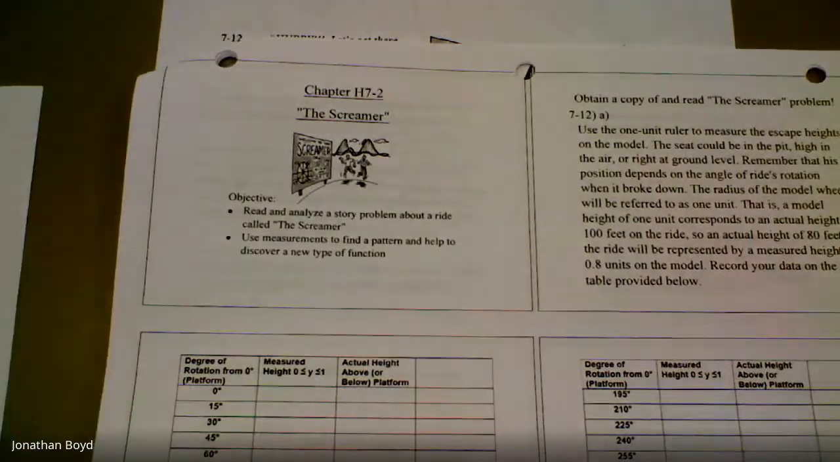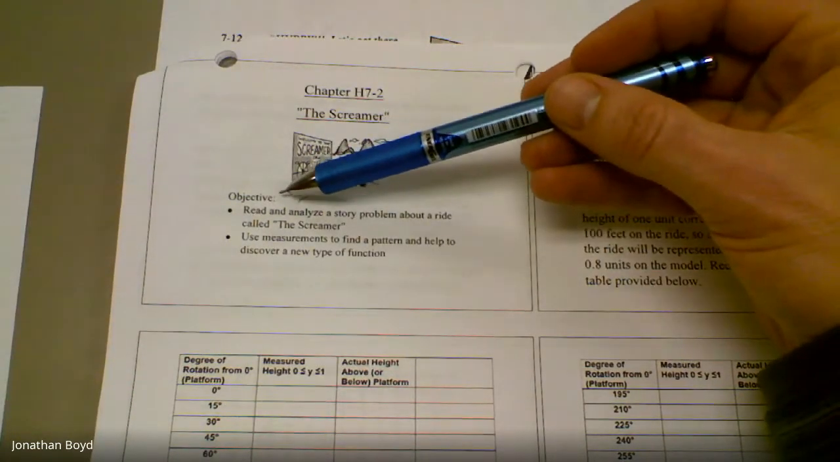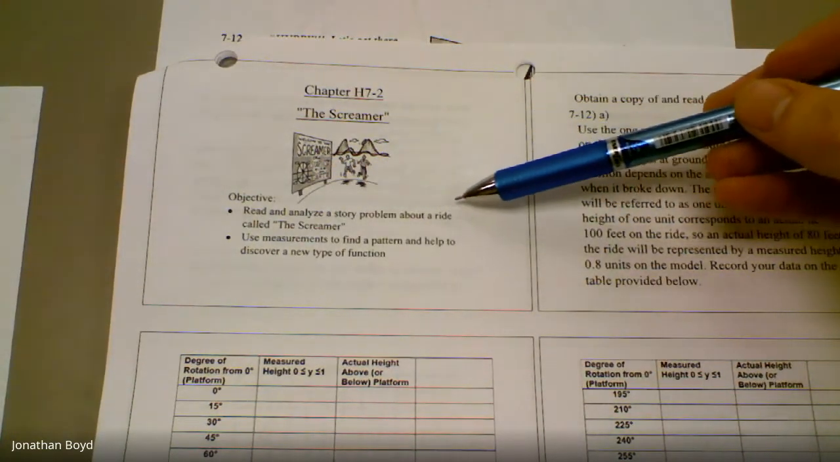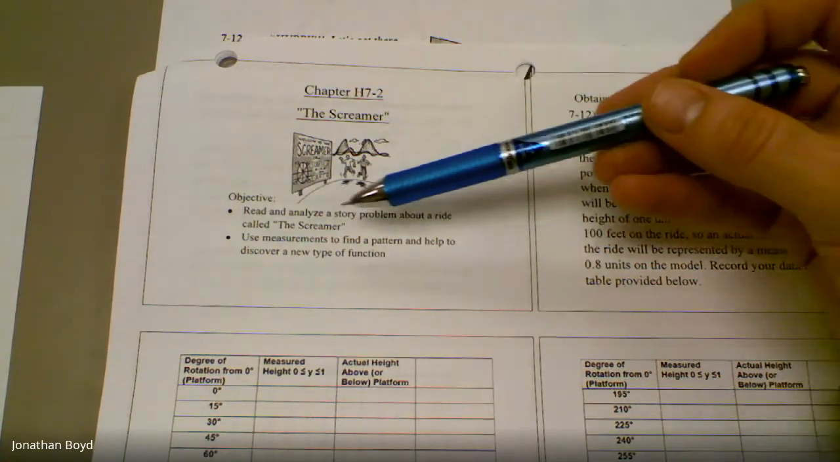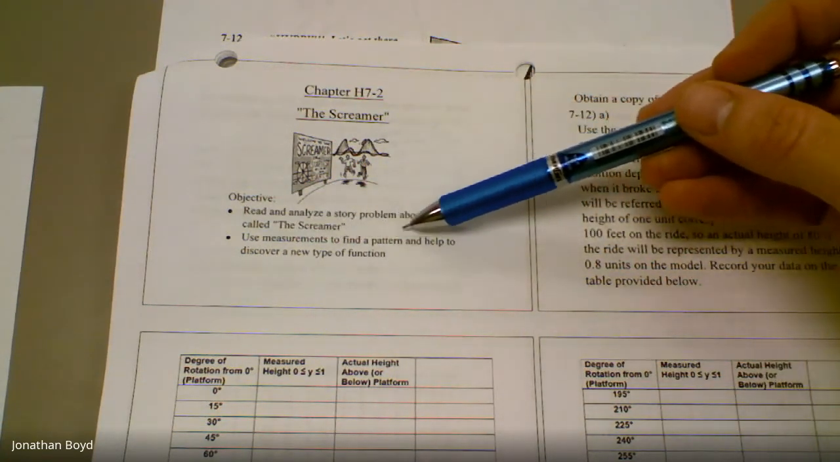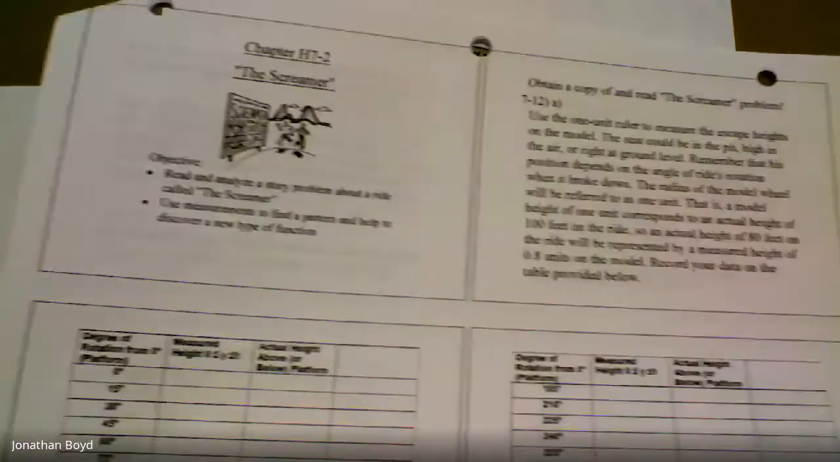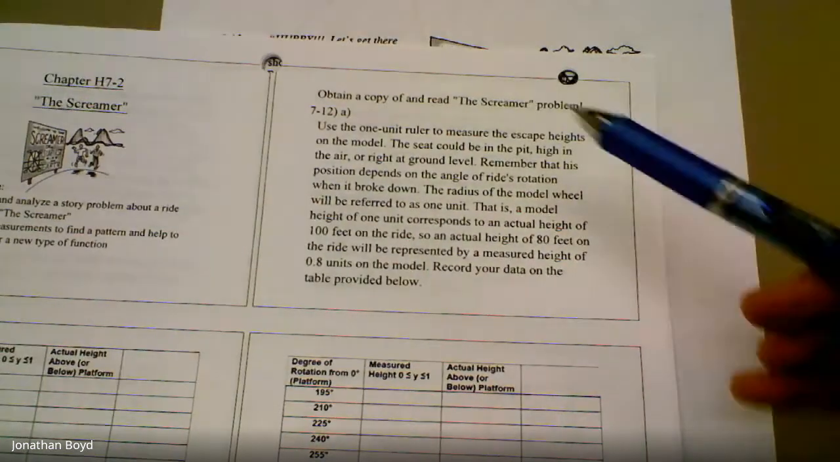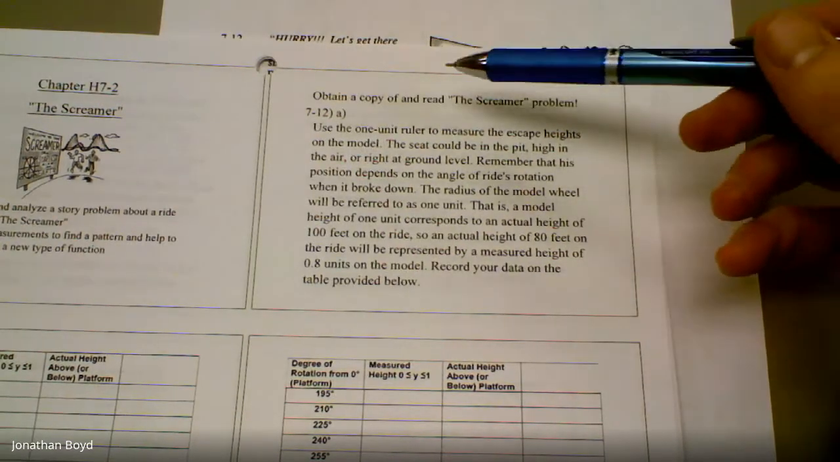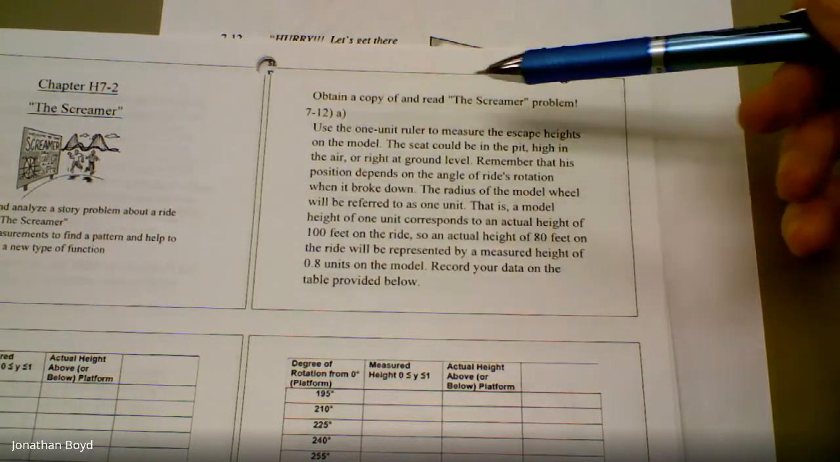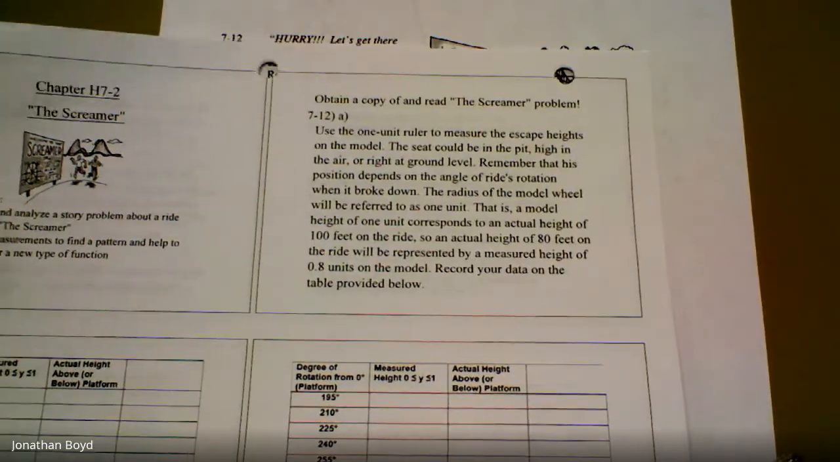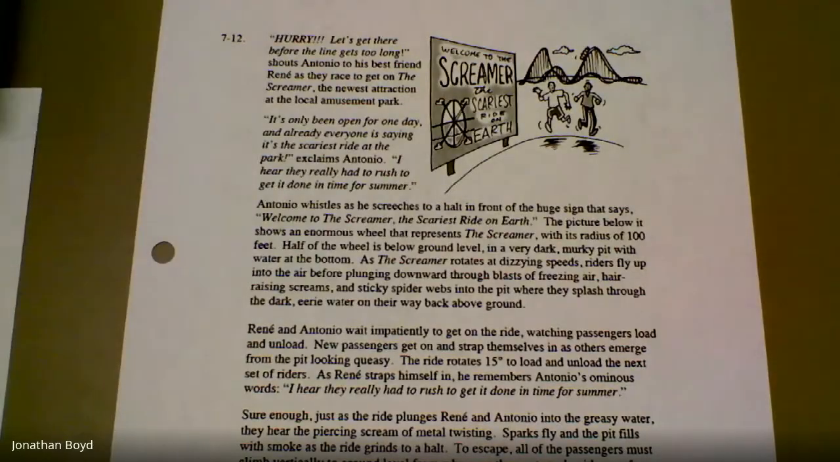Looking at our notes page here, it says our objective for this lesson is to read and analyze a story problem about a ride called The Screamer. We're going to use measurements to find a pattern and help to discover a new type of function. It says obtain a copy of and read the Screamer problem. So I'm going to go ahead and do that here, and then we'll go through the rest of those directions. This is the Screamer problem. I'll go ahead and read it to you.